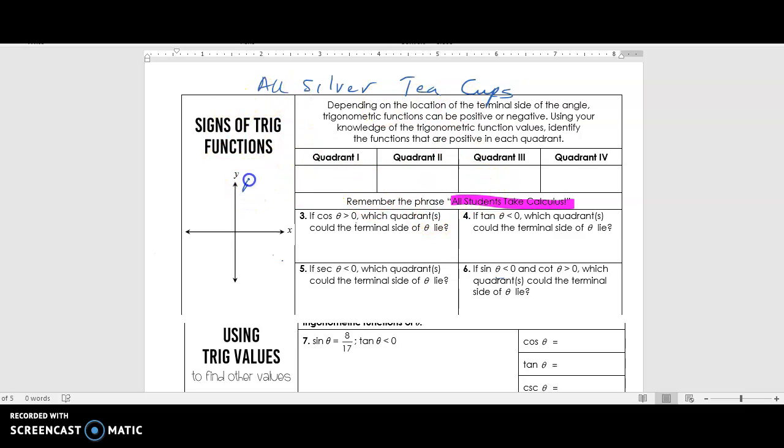Basically, A is for all trig ratios are positive. S is for sine, or S for students. Sine is positive in the second quadrant. By the way, you're going in this direction when you're saying first, second. Still, students have some question of which number is for which quadrant.